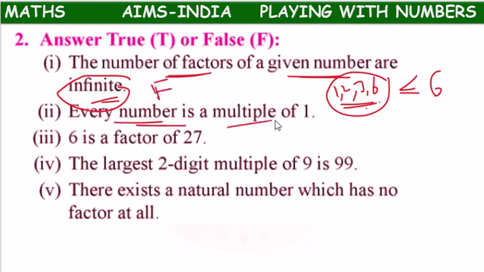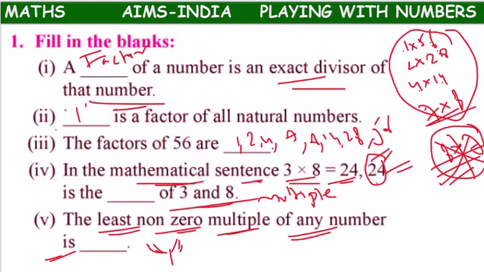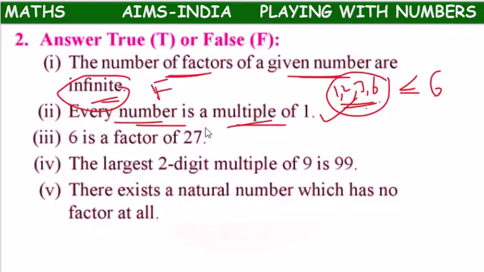Every number is a multiple of 1. Yes, correct. True. 6 is a factor of 27. 6 cannot divide 27. Wrong.